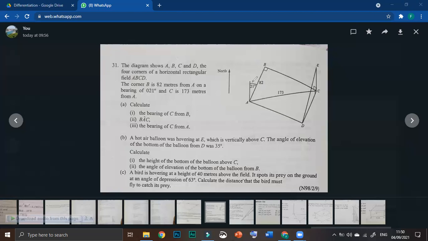This one is the bearing mentioned, 021. And C is 173 meters from A. Calculate the bearing of C from B. Now, which one is the reference point? C or B?